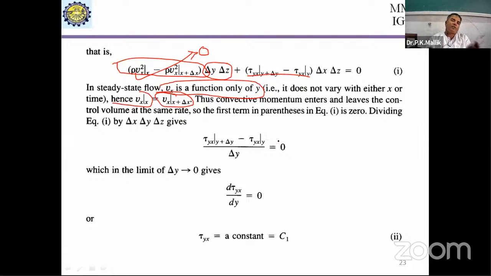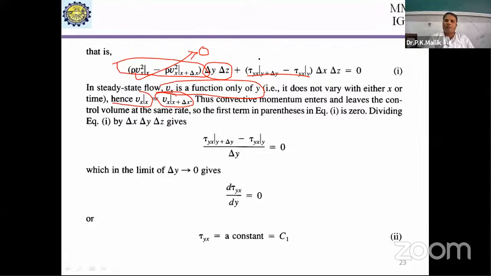But when you consider a microscopic phenomena, it will not be 0. So this is the difference between macro and micro. We are always considering microscopic phenomena here in transport phenomena or momentum phenomena. Okay. Any question? Okay. So thus the convective momentum enters and leaves the control volume at the same rate. That's why it tends to 0.